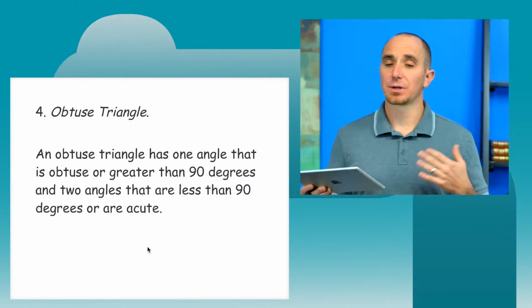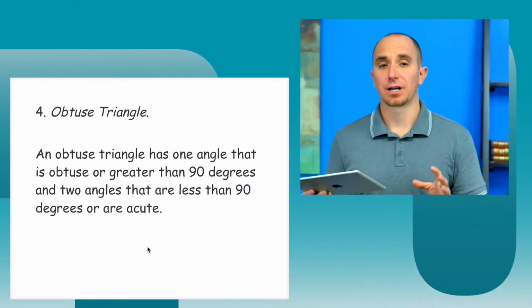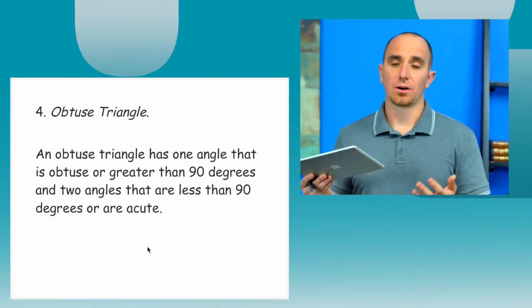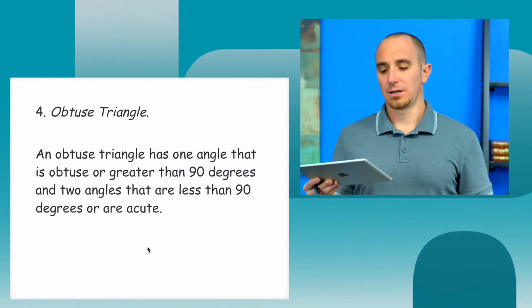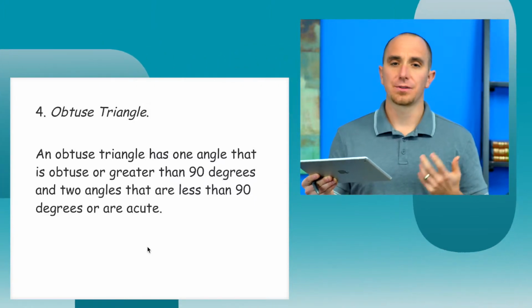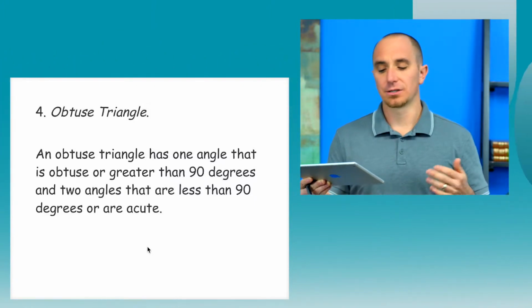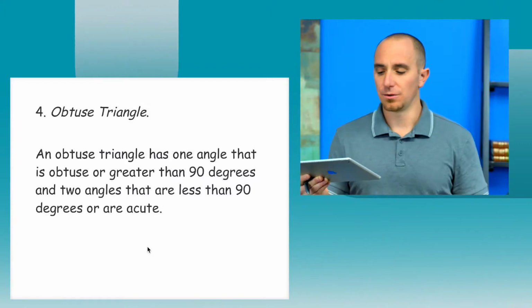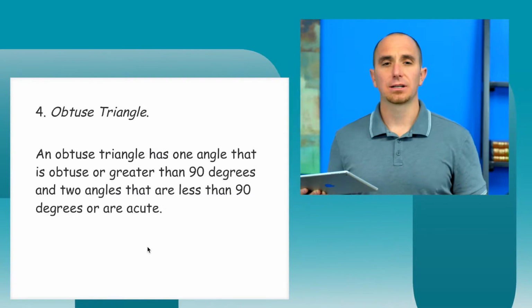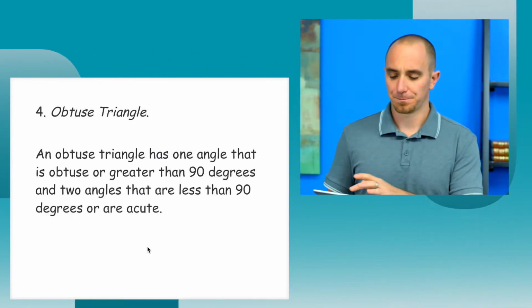All right, our last type that we're going to talk about with triangles classified by angles is an obtuse triangle. An obtuse triangle has one angle that is obtuse, or greater than 90 degrees, and two angles that are less than 90 degrees, or that are acute. So if you have one obtuse angle in a triangle, it's going to be an obtuse triangle.